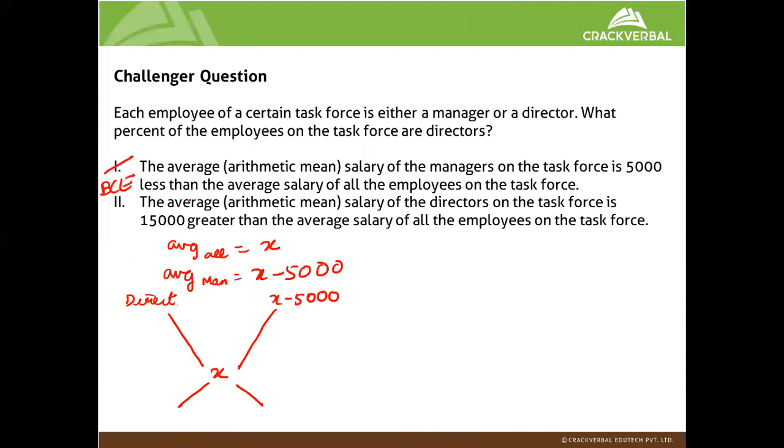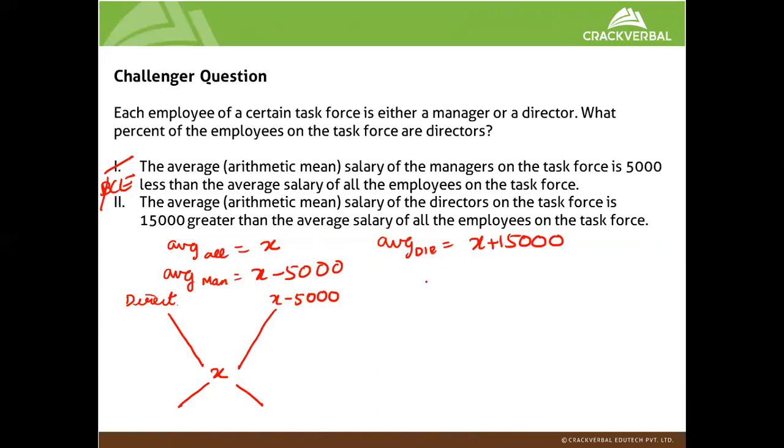Similarly, the second statement also is insufficient because it doesn't give me any information about the average salary of the managers. It gives me the average salary of the directors. It says that the average salary of the directors is 15,000 greater than the average salary of all the employees in the task force. I have absolutely no clue about the average salary of the managers.